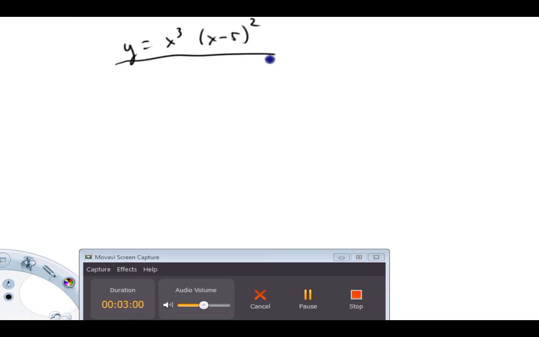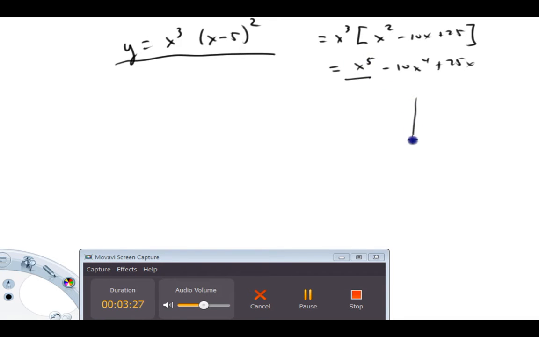For starters, some things about this function. It's equal to x cubed times the quantity x squared minus 10x plus 25. One thing I'd like to point out is that when we multiply this out, it's going to be x to the 5th minus 10x to the 4th plus 25x cubed. When x gets really, really large, this function is approximately x to the 5th.